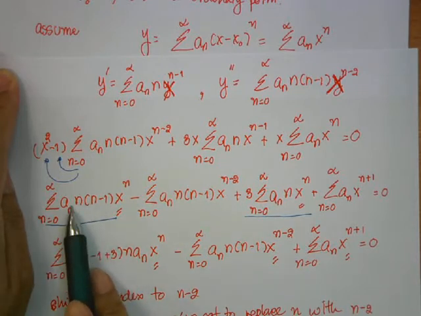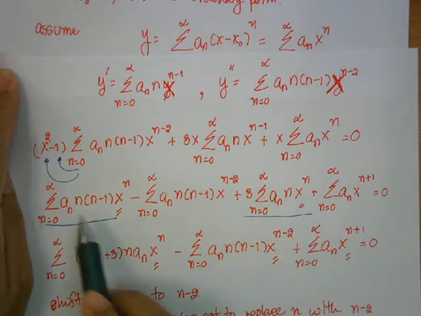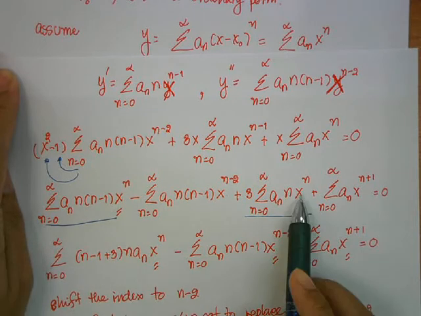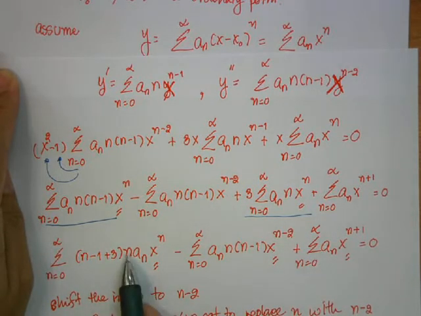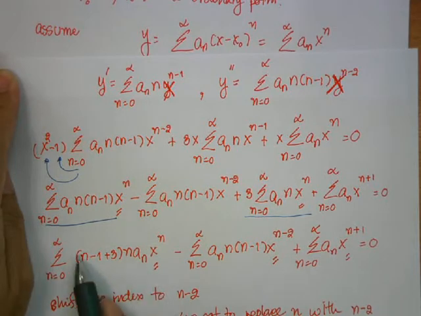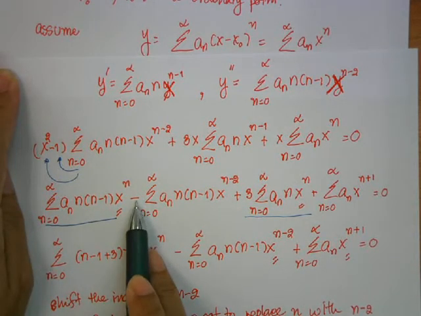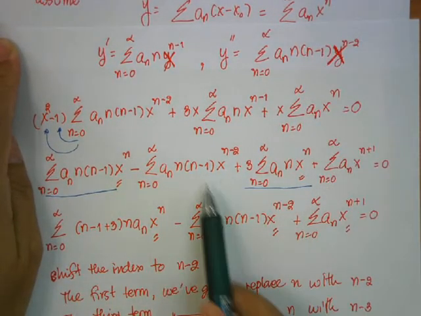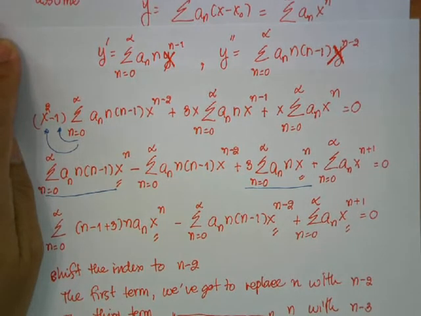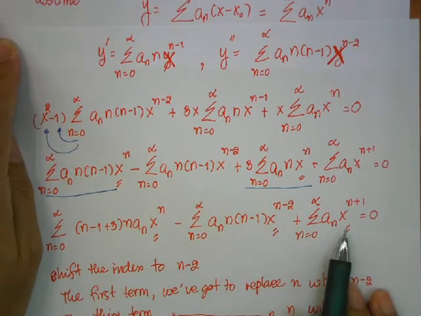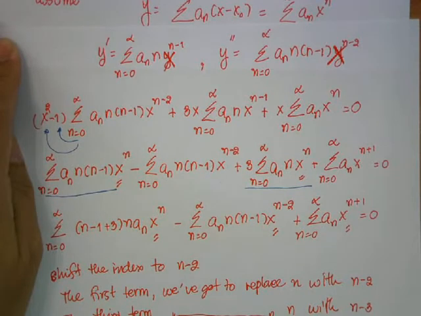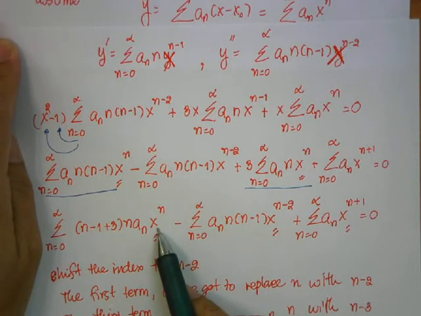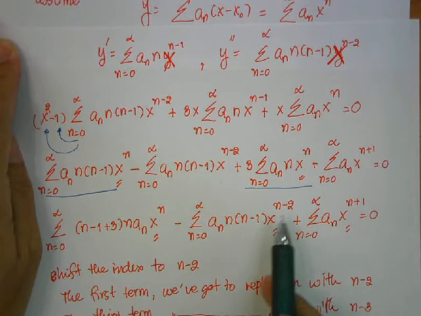Okay, you see, you have an and an and x to the power n. So you take them out. Here, take them out, n, x to the power n. So inside we have n minus 1 plus 3. But the rest of the term is just still the same. Now, if you take a look at this, you just cannot combine them together because although n starts from 0, the same, the power of x in each term are different.